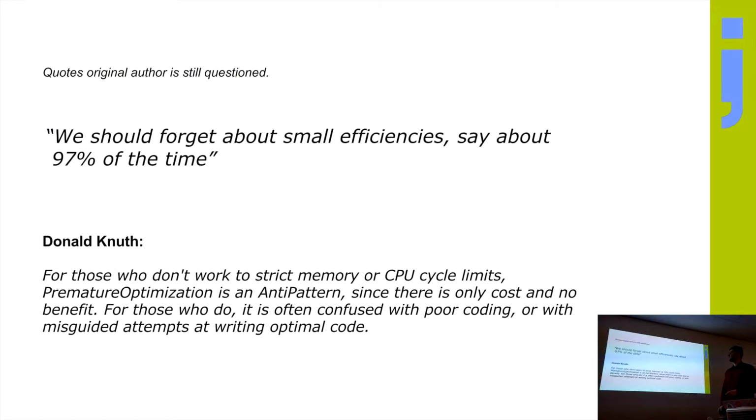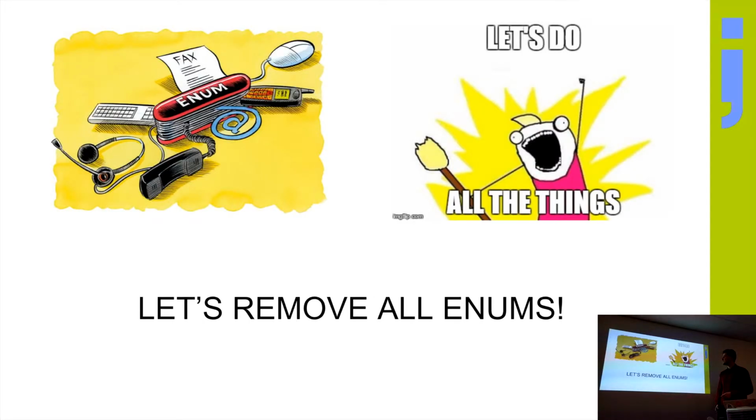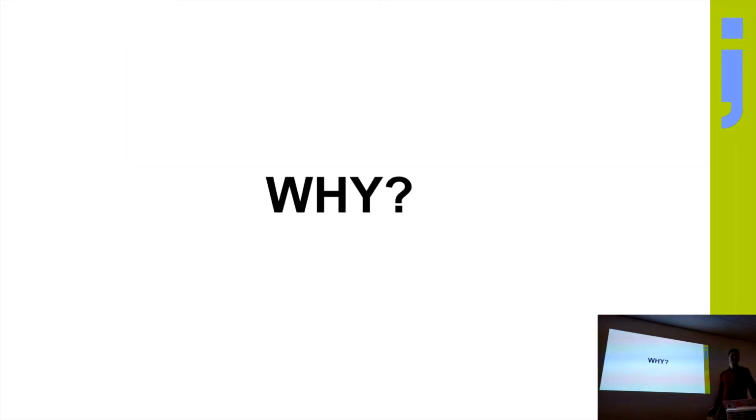Also, Knuth said that we should forget about small efficiencies, say about 97% of the time, especially if you do not work in strict memory or CPU cycle limits. Coming from our project, this is when all of you said that we should remove all enums from the project. That's a common thing to say, well, let's do it. But actually, why should we remove all enums?